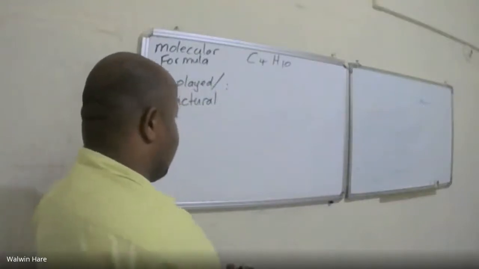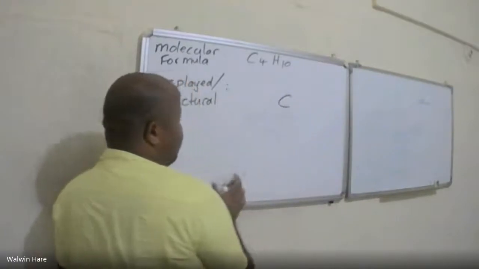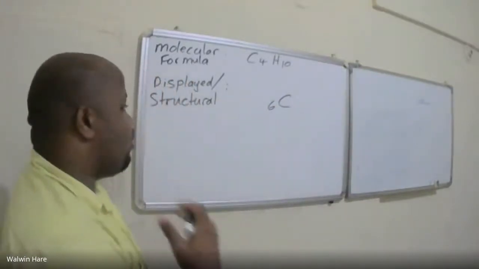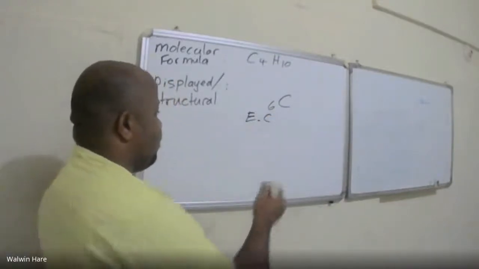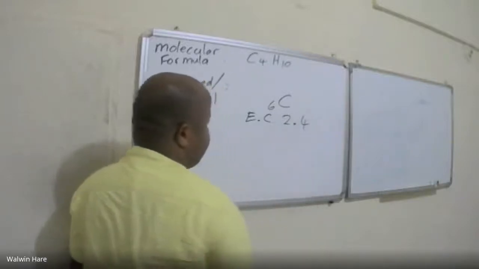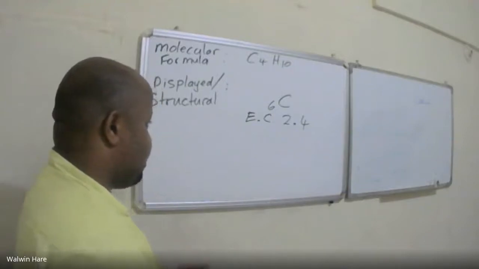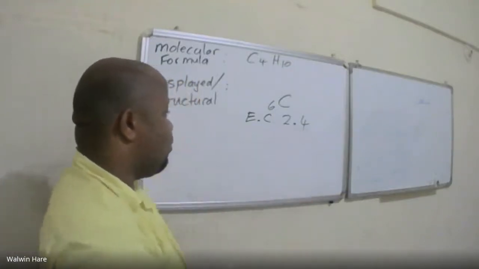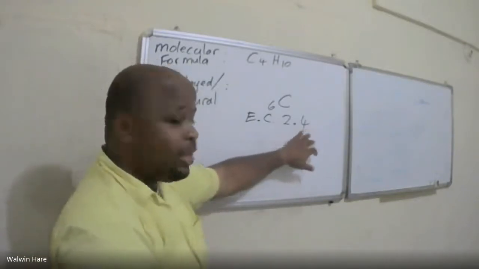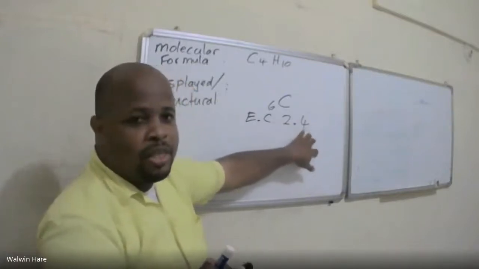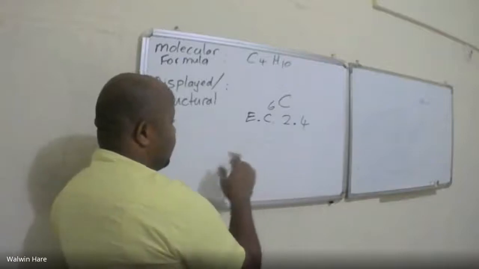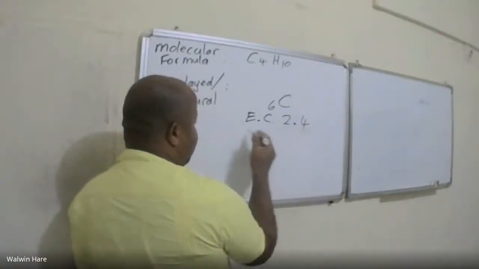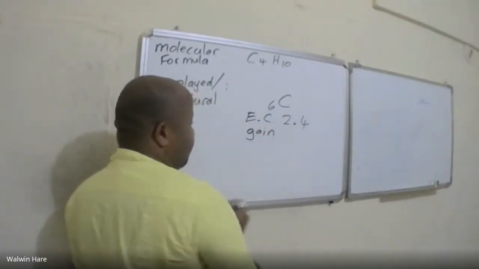Now before we start drawing, let's look at the carbon atom. The atomic number for carbon is 6. So what is the electronic configuration for carbon? 2-4. That is correct. And we know that carbon is a non-metal. Now for carbon, it will want its valence shell to be filled. What's the maximum amount of electrons that the second shell can hold? 8. So that means if carbon wants to have a full valence shell, it will need to gain how many electrons? 4. That is correct.